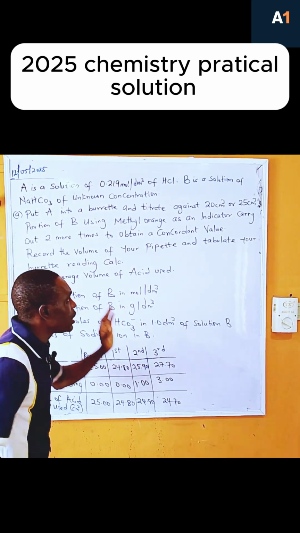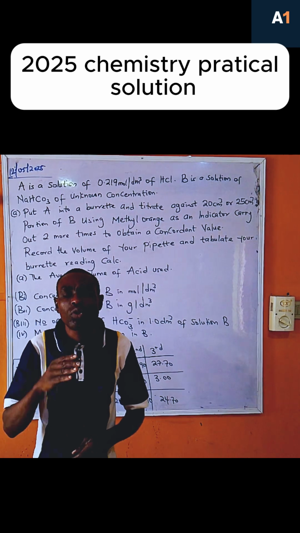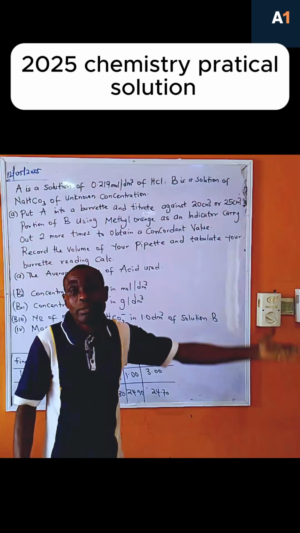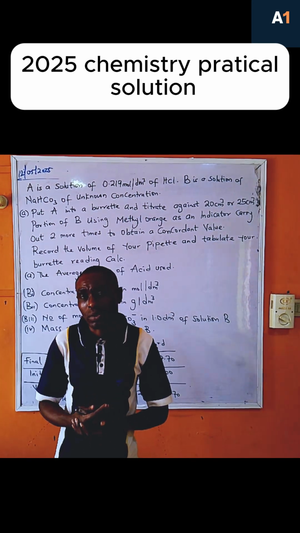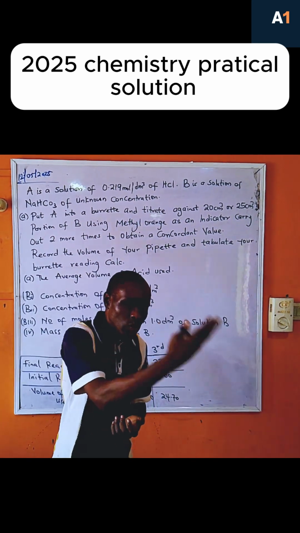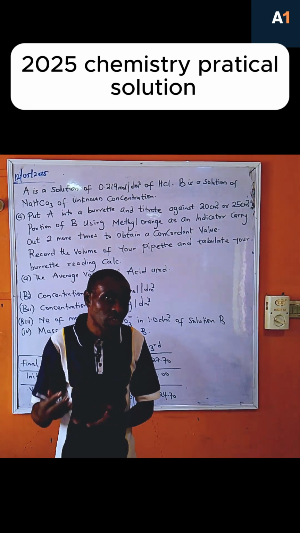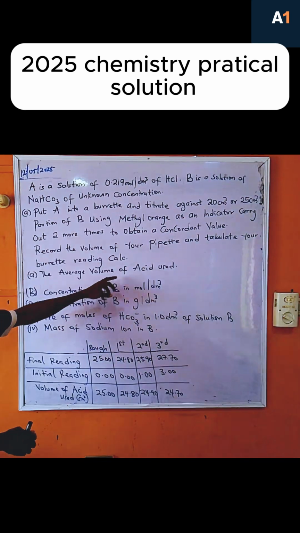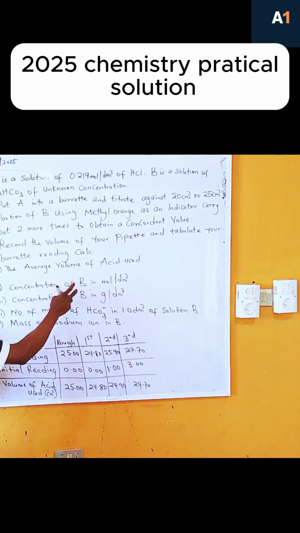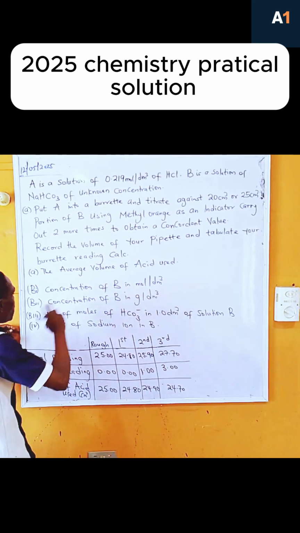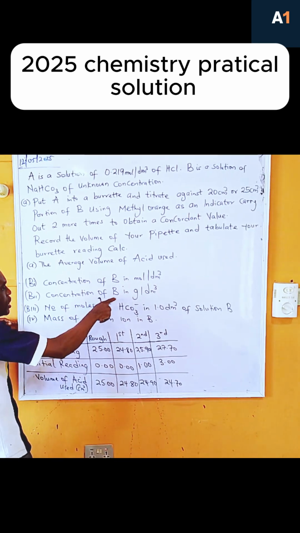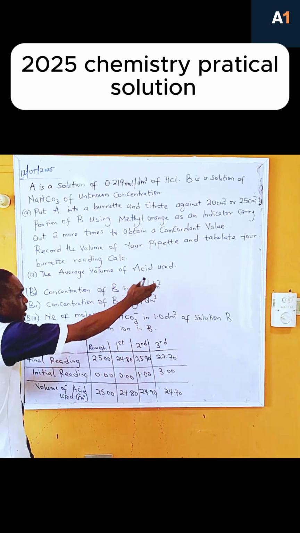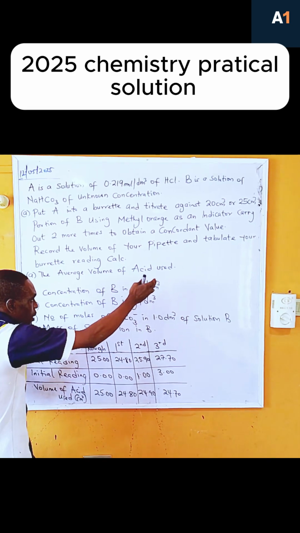Now they say you calculate the burette, because why must you calculate the volume of burette used? You know, we are asked to use 20 or 25 centimeter. So in marking that particular WAEC, they will use it to cross-check what you have used. Now, what are we calculating here today? The average value of acid used, then the concentration of B in mole per decimeter cube. Then you also calculate the concentration of B in gram per decimeter cube. So the concentration can be measured in mole per decimeter cube or gram per decimeter cube.